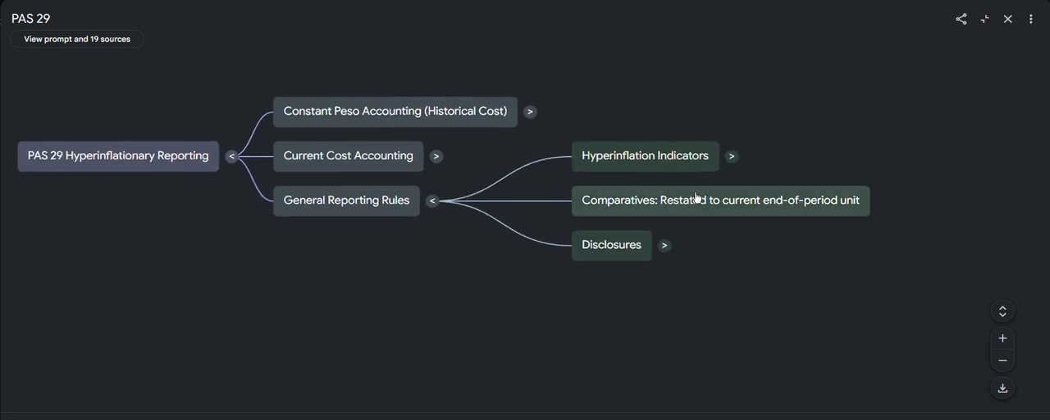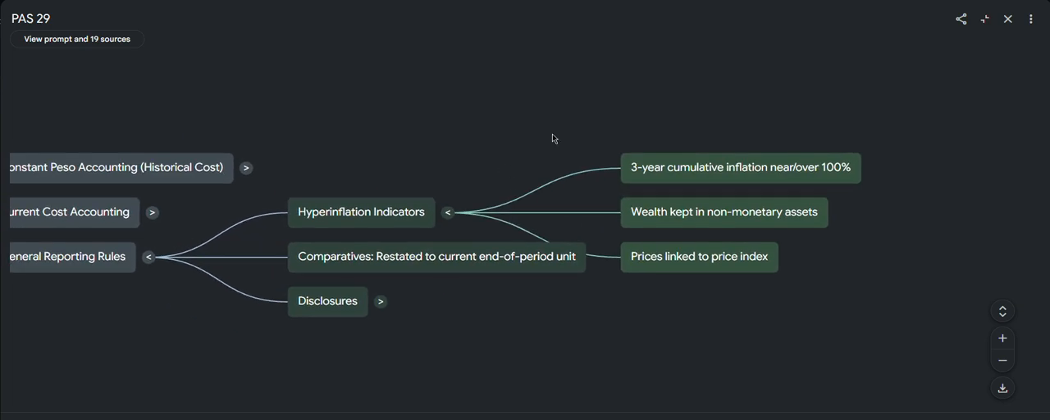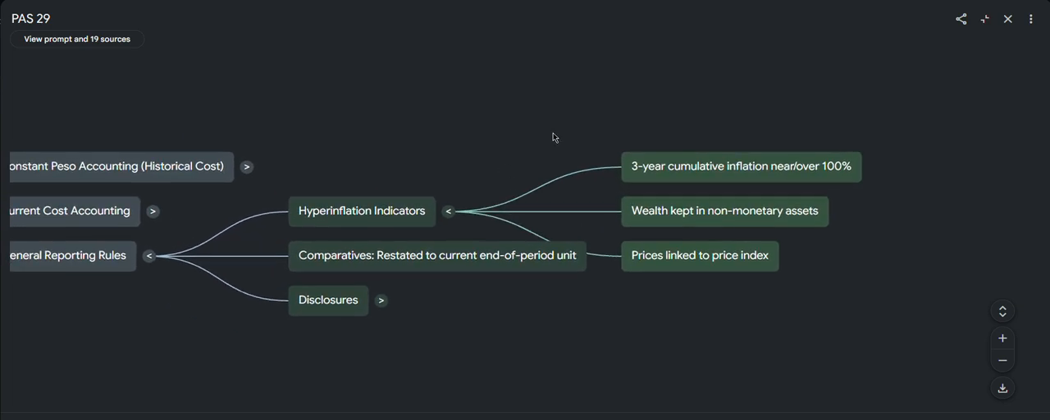So what are those indicators of hyperinflation? The main indicator of hyperinflation, or when an economy is in hyperinflation, is that there is 3-year cumulative inflation near or over 100%. Another one is that the wealth is kept in non-monetary assets. So the general population prefers to keep its wealth in non-monetary assets. Another is prices are linked to a price index.